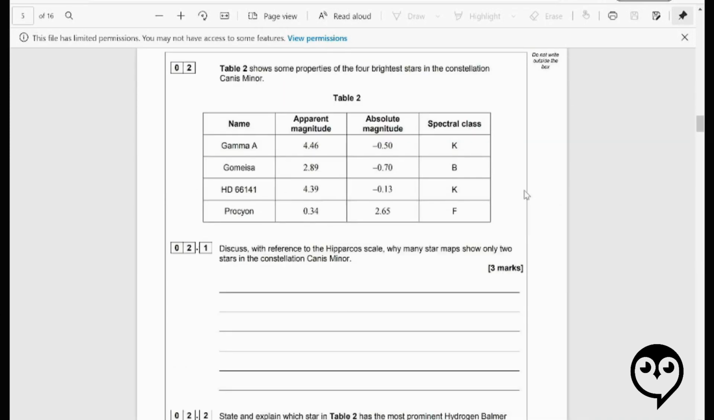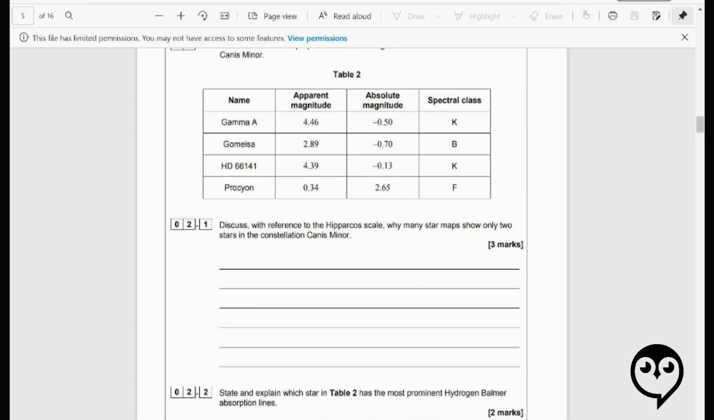Moving on to number 2 here. Right, so we've got a comparison of the 4 brightest stars in the Canis Minor constellation. We can see here that 2 of these stars are spectral class K. We've got a range of apparent magnitude and the associated absolute magnitude. Discuss with reference to the Hipparcos scale why many star maps only show 2 stars in this constellation.